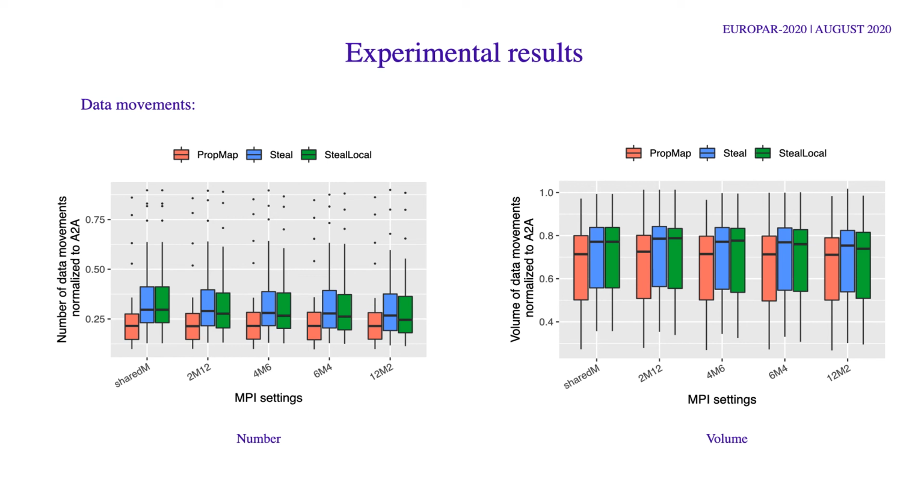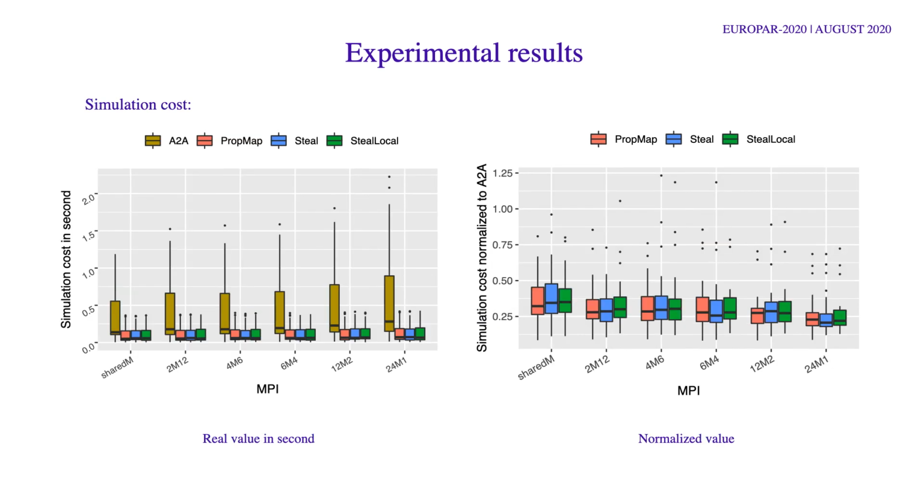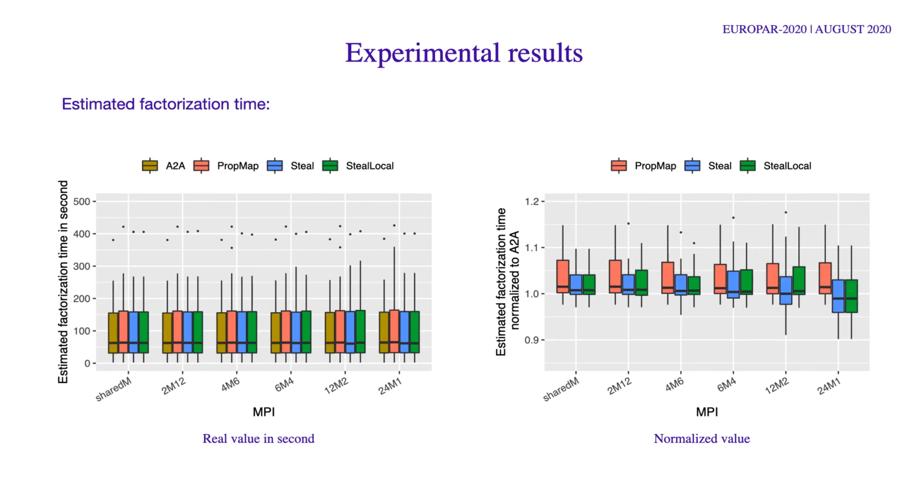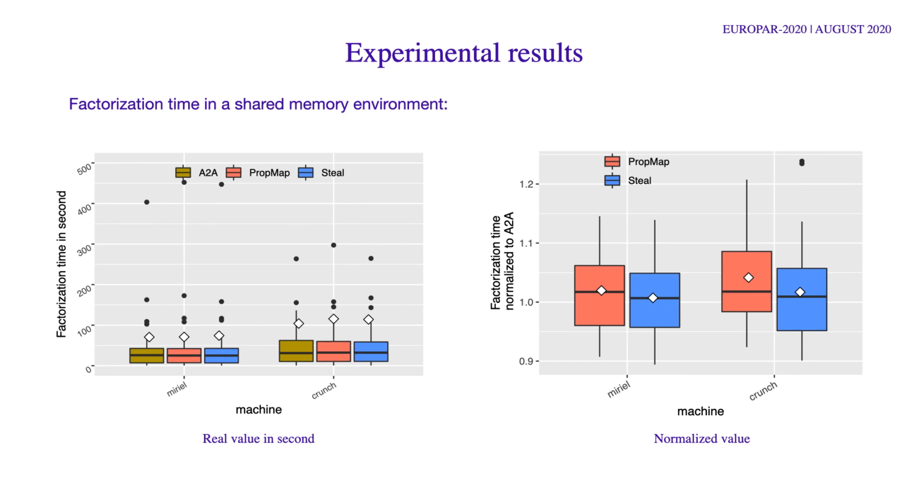Those two figures show the simulation cost. We can see that all-to-all is far costlier than the others. Steal and steal local have almost the same cost as proportional mapping. Steal and steal local are slightly faster than proportional mapping, according to the estimated factorization time. Finally, let's check the real factorization time in a shared memory environment. As you can see, steal still has the same performance as all-to-all, and is slightly better than proportional mapping.